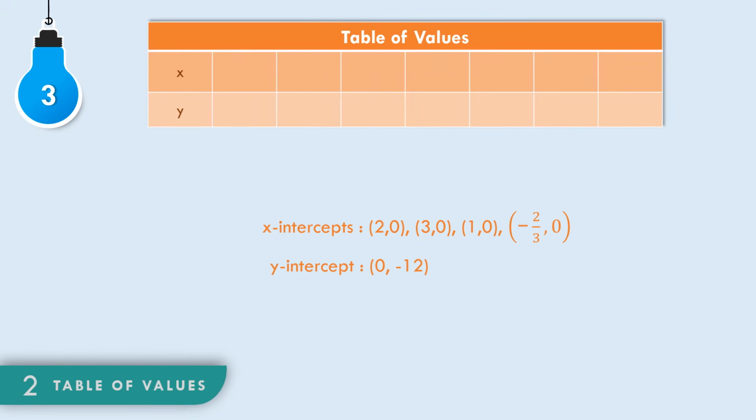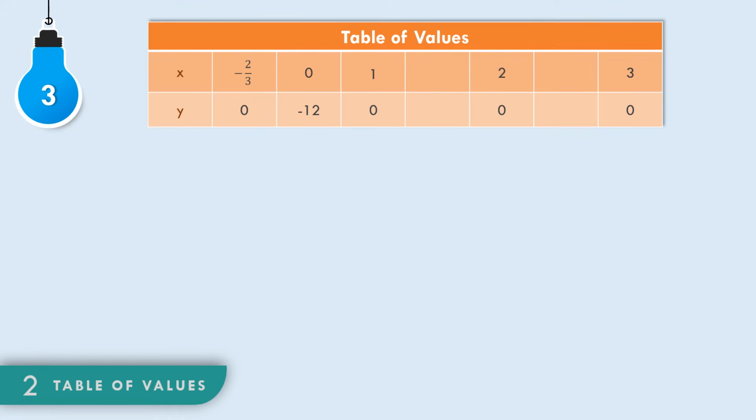Let us write the values of the x-intercepts and y-intercept in the table of values. So that becomes (2, 0), (3, 0), (1, 0), (negative 2 over 3, 0), and (0, negative 12). We need to identify the other extra points. So other extra points between 1 and 2 is 1.5, between 2 and 3 is 2.5. Let us solve for y if x is equal to 1.5.